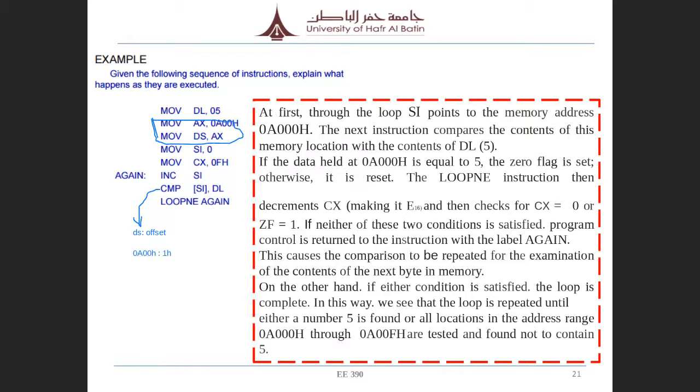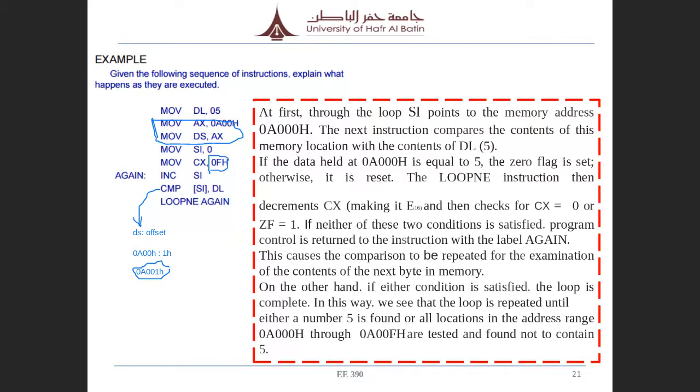So what is the actual physical address? Physical address is 0A001H. Okay, so what does it mean? That it actually compares this memory location data with DL. Is it 5 or not? Loop not equal: if it is not 5, then come again in this loop. Here again it will go to the next memory location. How many times will the loop continue? 15 times, because counter value is 15.